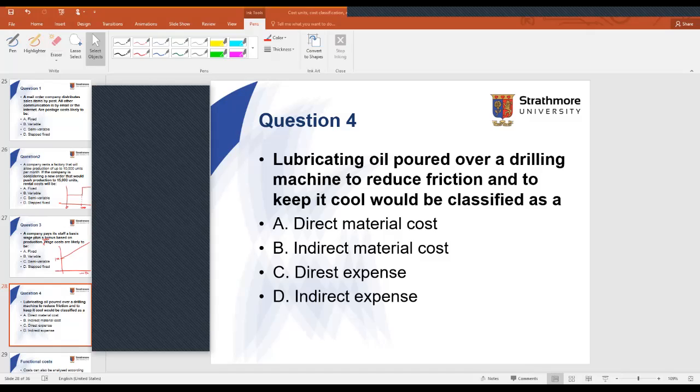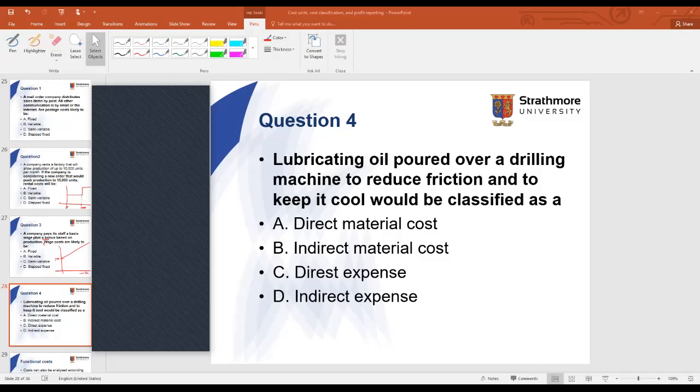Moses. Yes. What's the answer? D. The lubricating oil. Indirect expense. Okay. Marvin, do you agree? Marvin? Yes. Do you agree? My answer is indirect material cost. Yes, and the answer is indirect material cost.